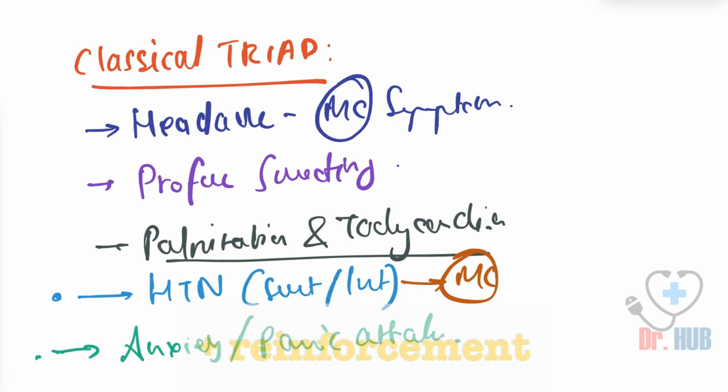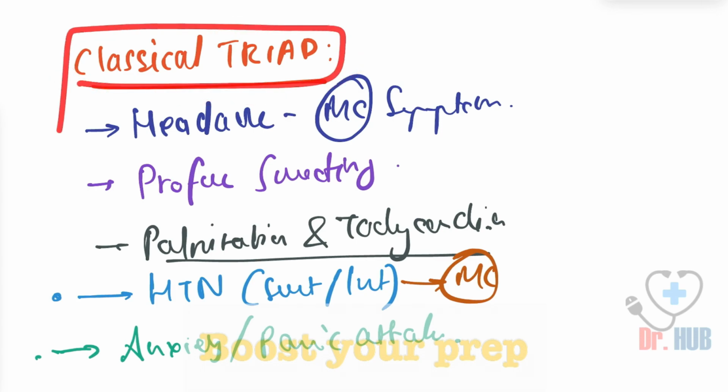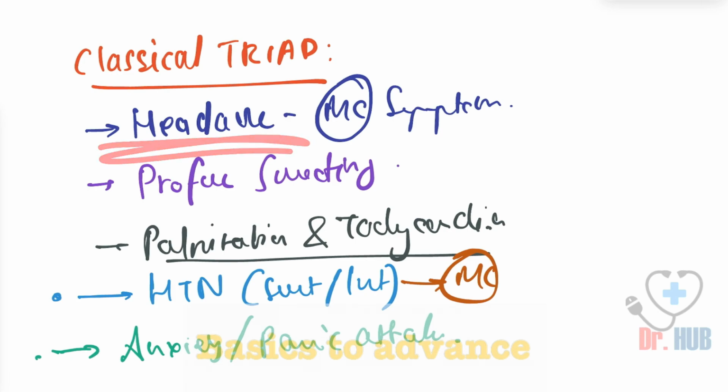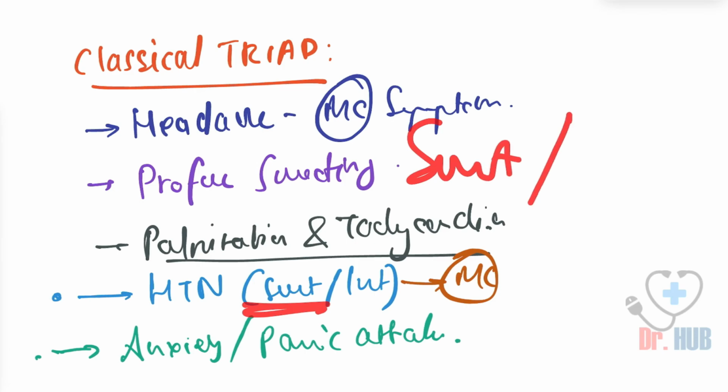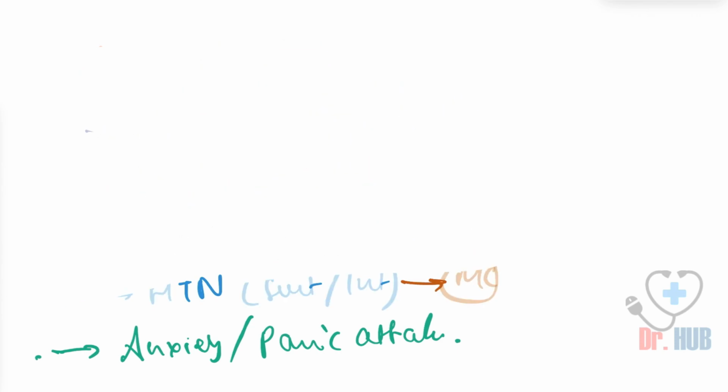Just to recap what we did, we discussed the clinical features of the pheochromocytoma. Here we saw the classical triad. This includes headache, which is the most common symptom, then profuse sweating, and palpitation and the presence of tachycardia. Then there is also hypertension, which can be sustained as well as intermittent, and this is the most common sign. It may also be associated with anxiety or panic attacks. Now we'll be looking at other clinical features. We stopped at the anxiety and panic attacks.